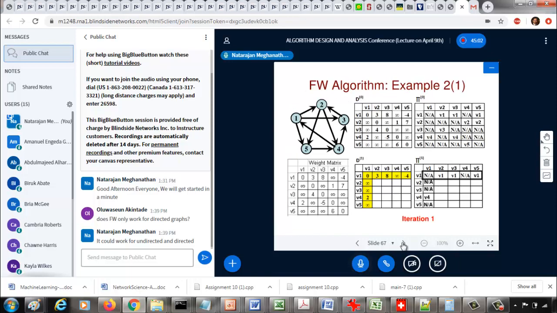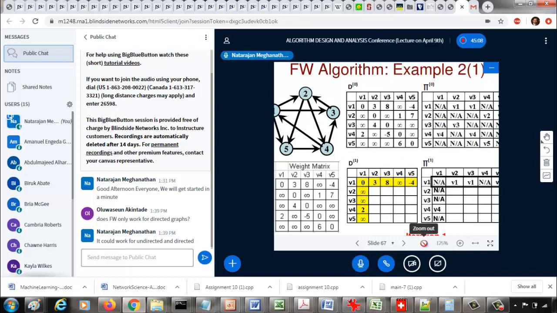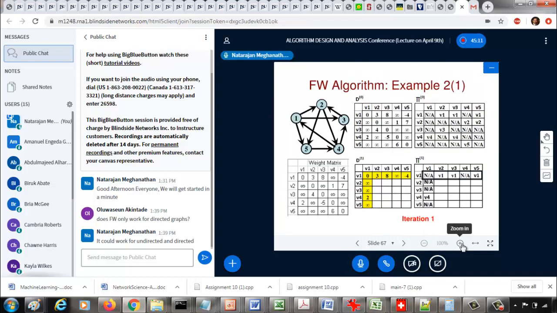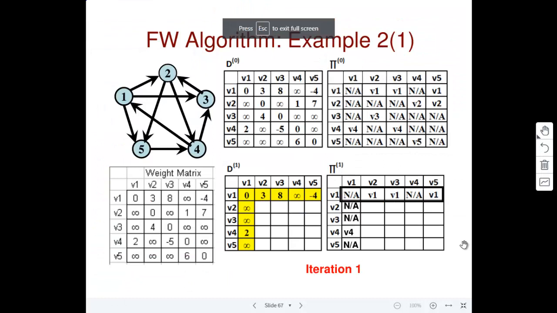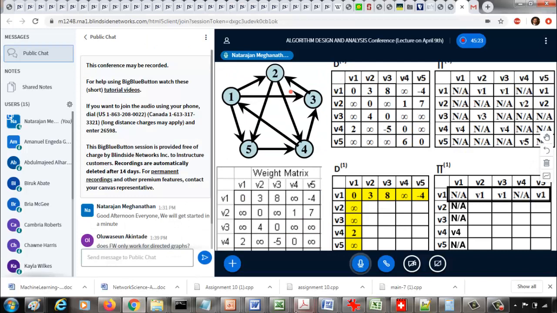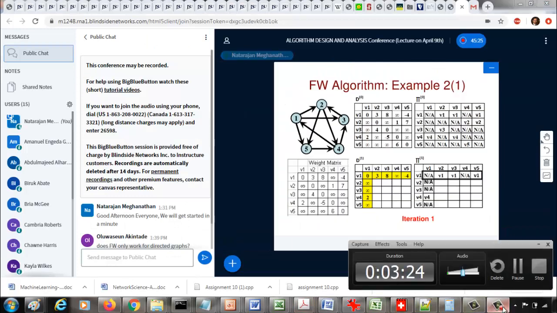All right. So let us go through one more example quickly. We may not do all the iterations, just one, just to explain the idea. Okay, so here I have given you a graph. Let me make sure I have started the video. Yes. All right.